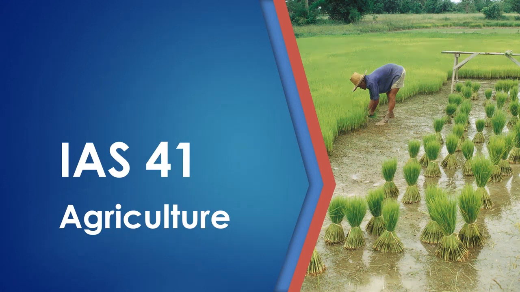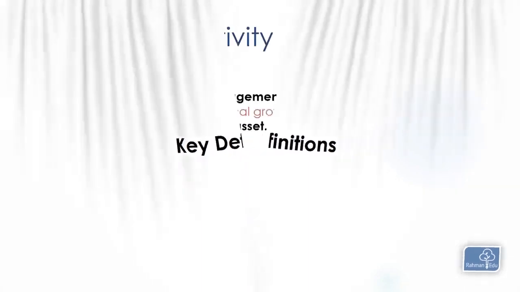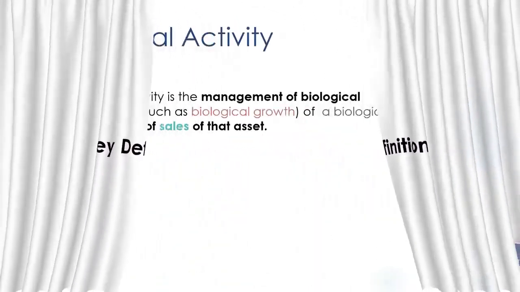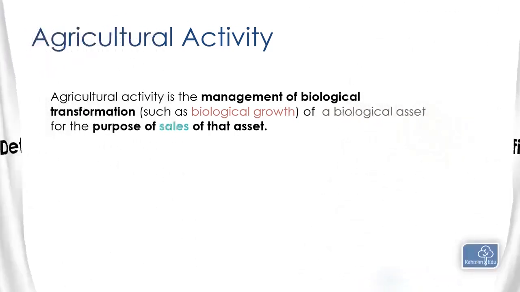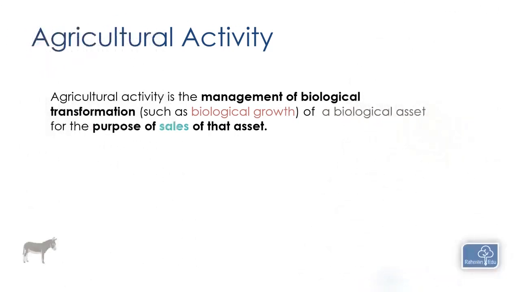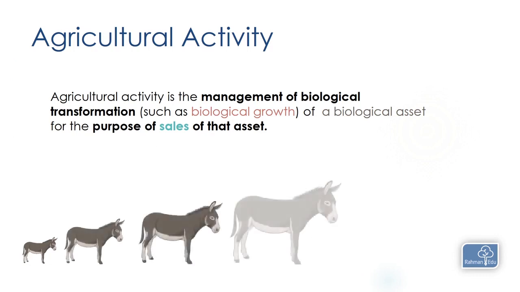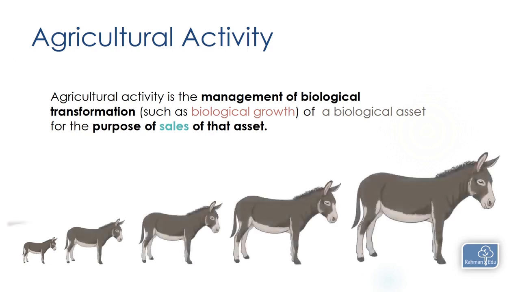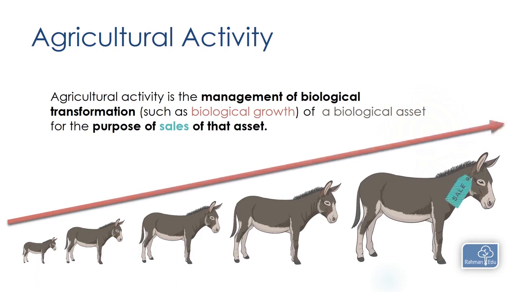So let's get started. First off, let's talk about some of the key definitions. First off, we need to know what is agricultural activity. Agricultural activity is the management of biological transformation such as biological growth of a biological asset, maybe for the purpose of sale of that particular asset.